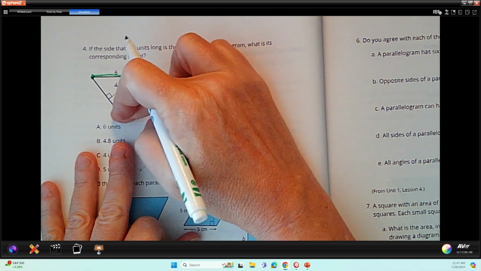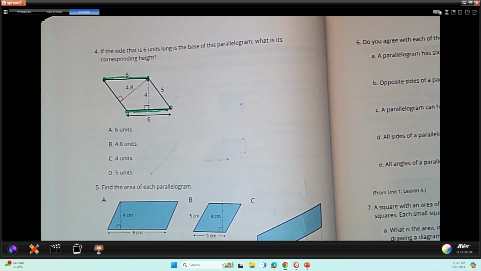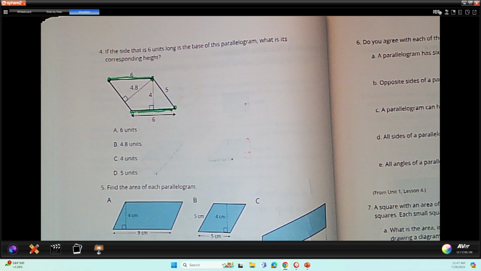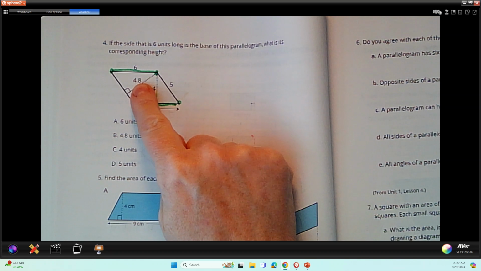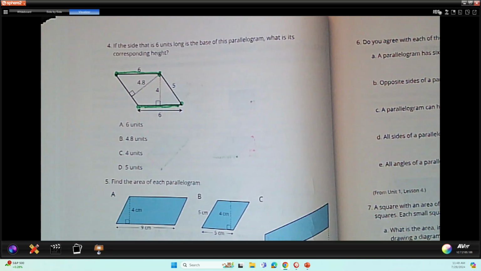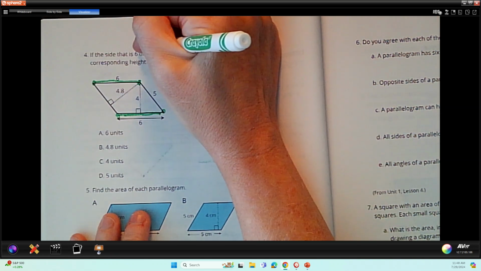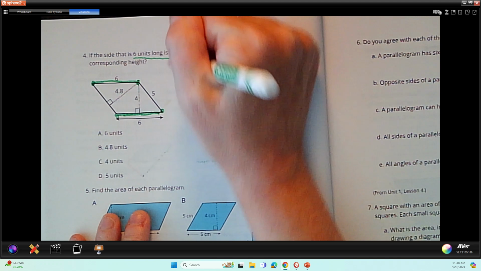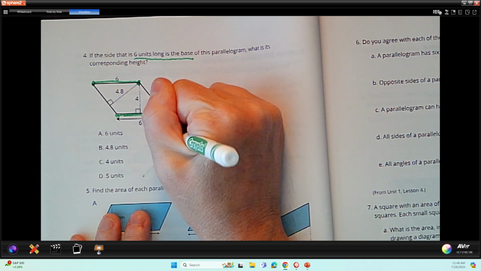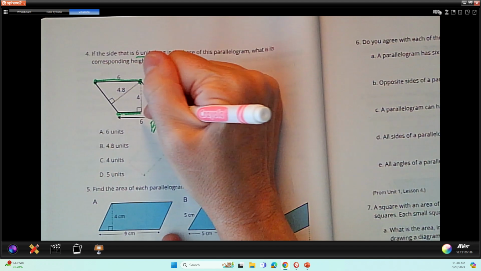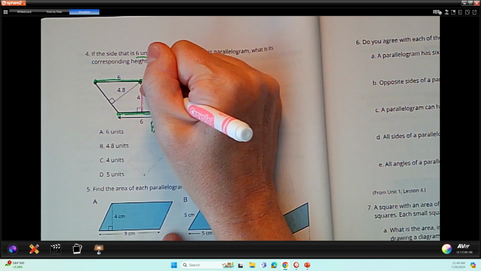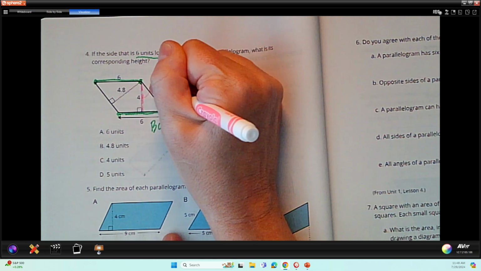Okay, so I can see the base is 6, so where's the height? Well, I see a couple of perpendicular lines here. Here's a perpendicular line, and they want you to believe that this is the height. But remember, they're telling us that the base is the one that's 6 units long. So this is the base, so the height is the 4. The height is going to go straight up from the base, perpendicular. Okay, see the box? That's the height.